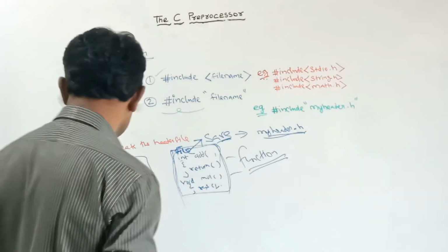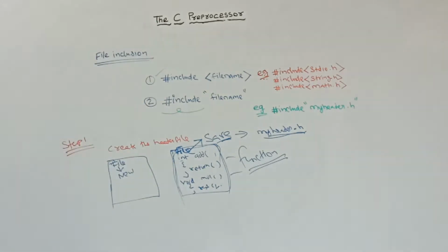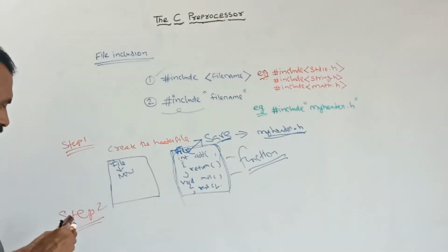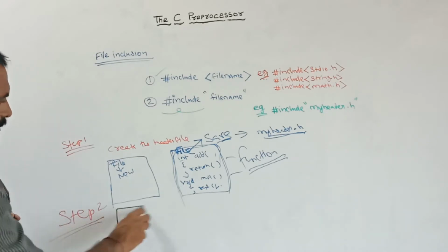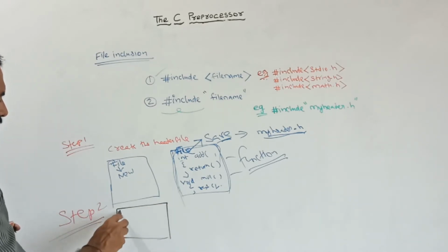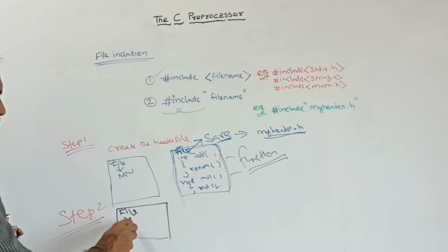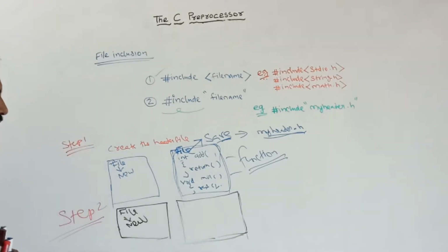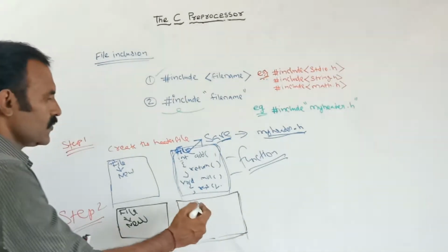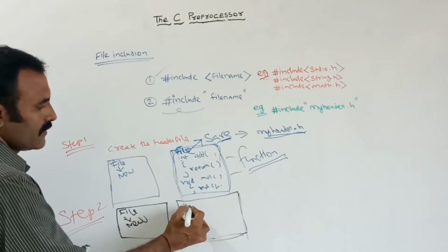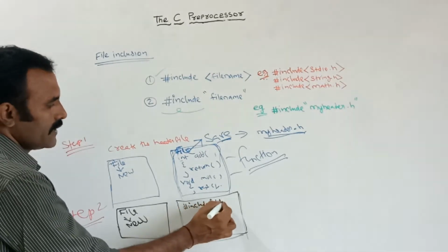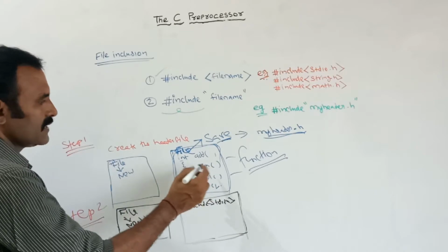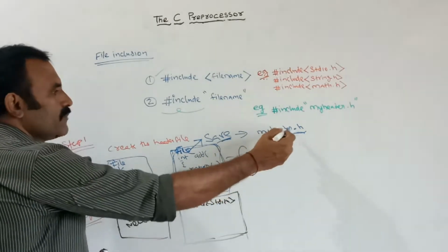Next, in the second step, in the same way, in the editor, go to the file menu. In the same way, a new window will open in the editor. Here you write the code. See, include stdio.h. This is the system header file, and the other header file name is my header.h.